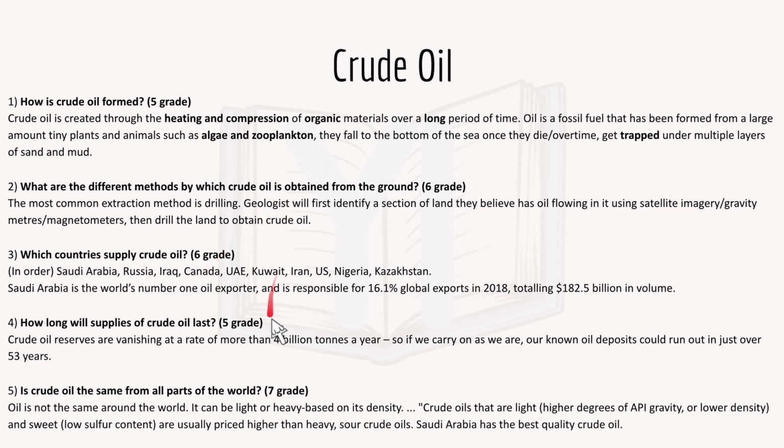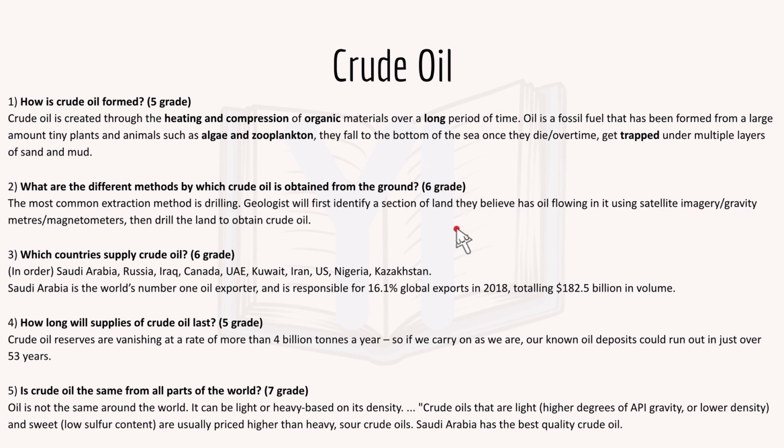And here are 5 questions. How is crude oil formed? Crude oil is created through the heating and compression of organic materials over a long period of time. Oil is a fossil fuel that has been formed from a large amount of tiny plants and animals such as algae and zooplankton, and they fall to the bottom of the sea once they die and get trapped under multiple layers of sand and mud.